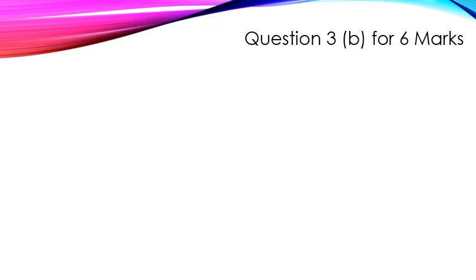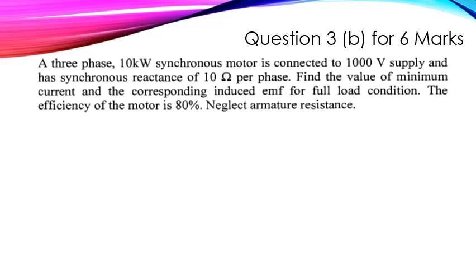Now the next question is question 3b, which is also for 6 marks. The question is, a 3-phase 10 kilowatt synchronous motor is connected to 1000 volt supply and has synchronous reactance of 10 ohm per phase. Find the value of minimum current and the corresponding induced EMF for full load condition. The efficiency of the motor is 80%. Neglect armature resistance.